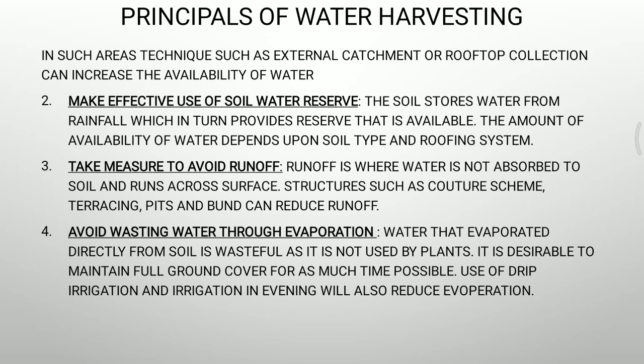Water that evaporates directly from the soil is wasteful as it is not used by the plants. It is desirable to maintain full ground cover for as much time as possible. Use of drip irrigation and irrigation in the evening will also reduce the evaporation. So one thing we can do is irrigation at the time of evening. That is because in the evening there will be no sun, and because of less heat and light, the evaporation will be less. Also, we need to do something called drip irrigation.